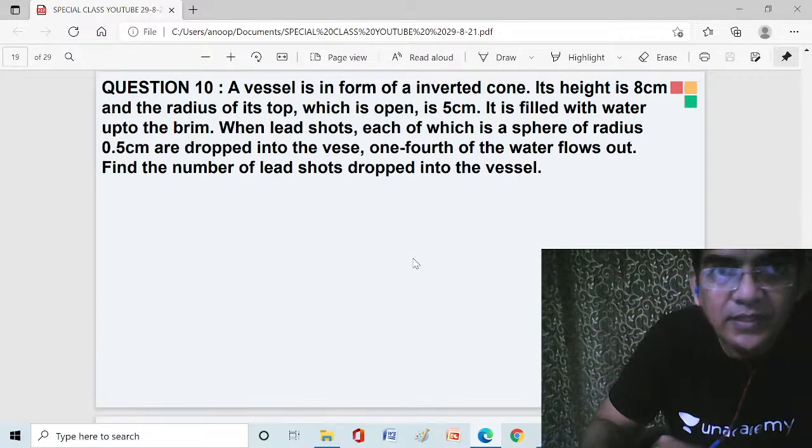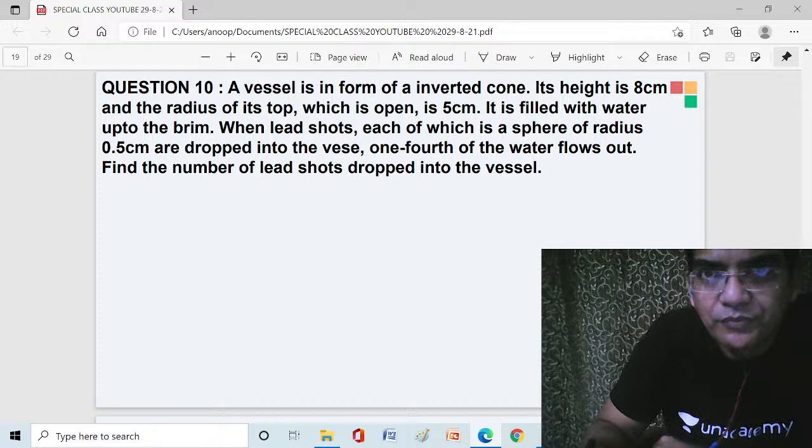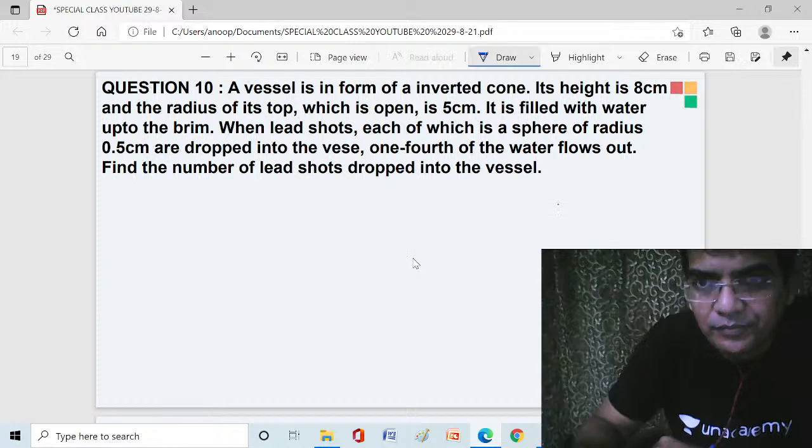Okay, now let's see the next question. In question number 10, they are saying a vessel is in form of an inverted cone. Okay, so let us consider a vessel which is in form of an inverted cone. So it will be like this, an inverted cone like this. You can take it, a vessel in shape of an inverted cone.